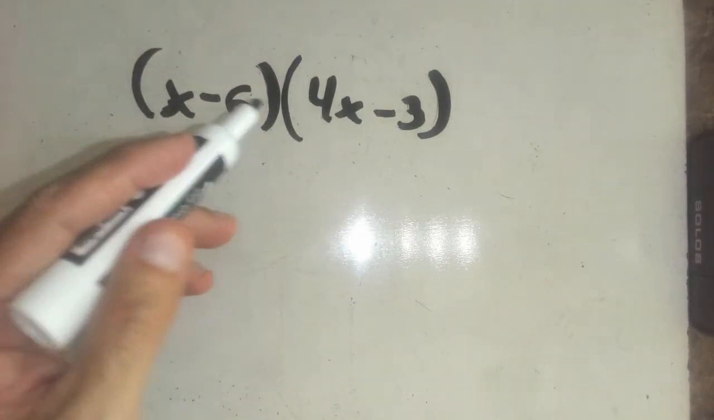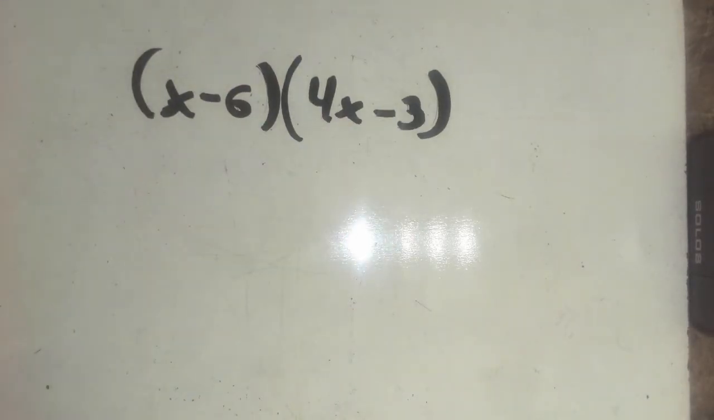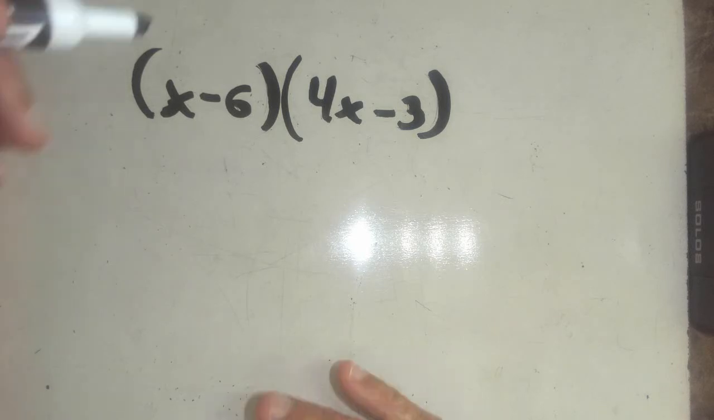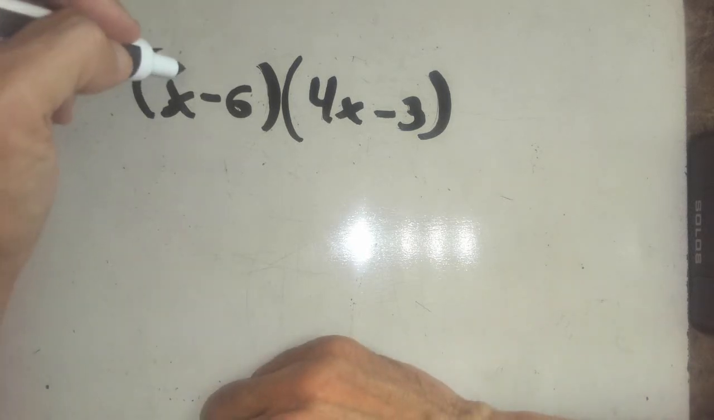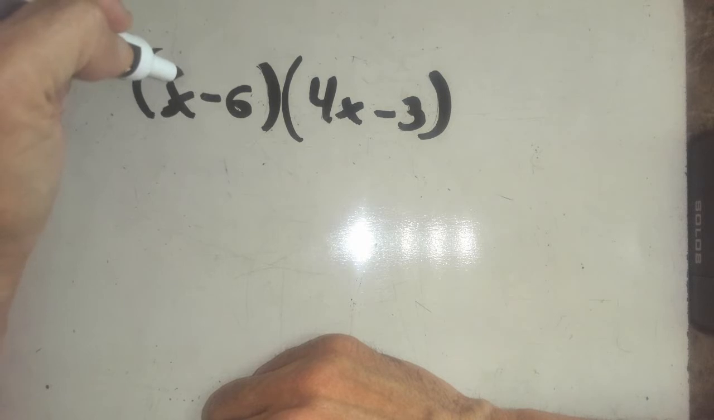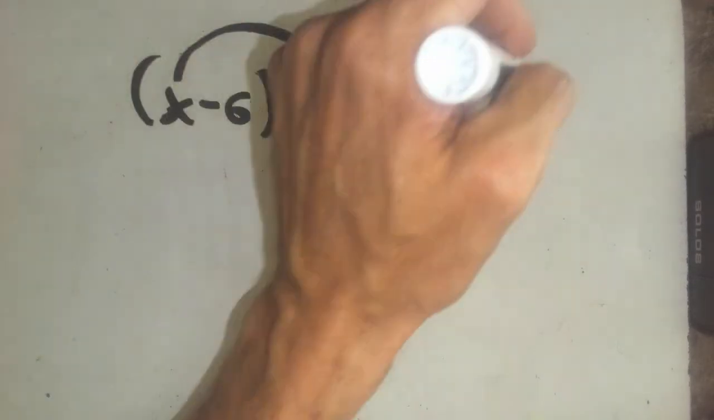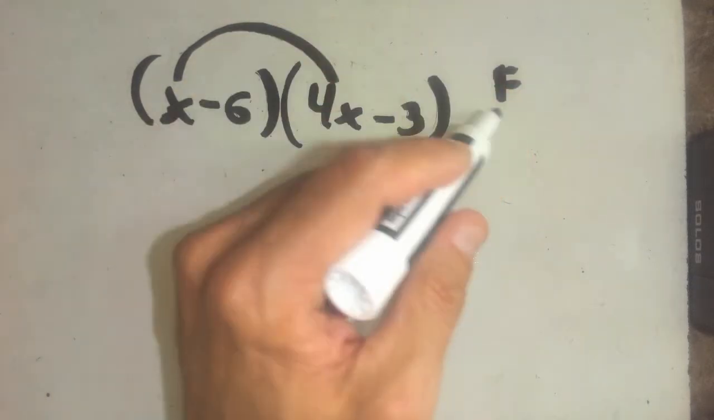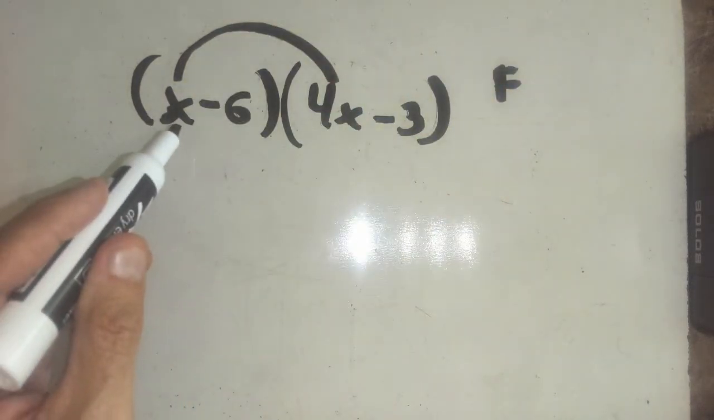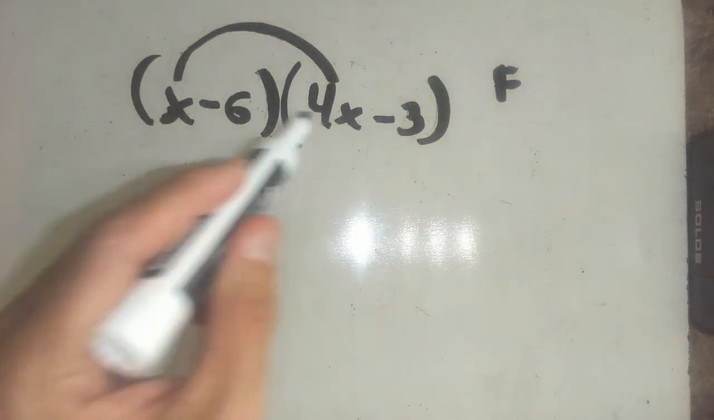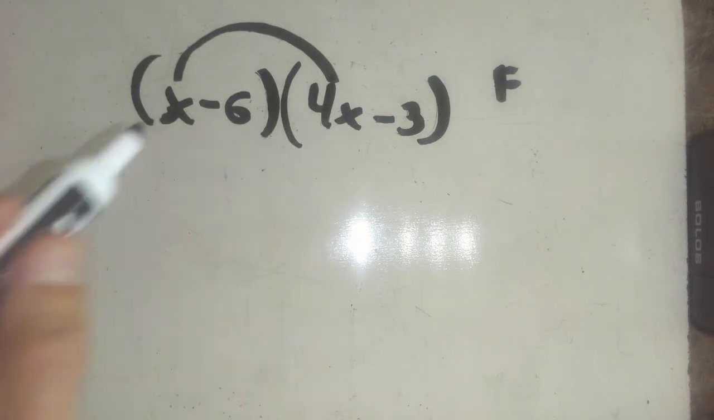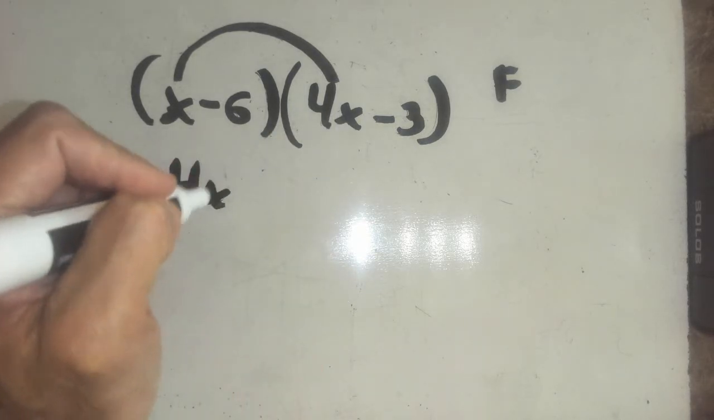So I'm going to take this binomial and multiply this binomial. Now I'm going to show you another way to do it. It's called FOIL. What we do is we're going to take the first term times the first term. I'm going to take the x times the 4x. This is called FOIL. F, the first term. The first term here times the first term here. So x times 4x is going to be 4x squared.